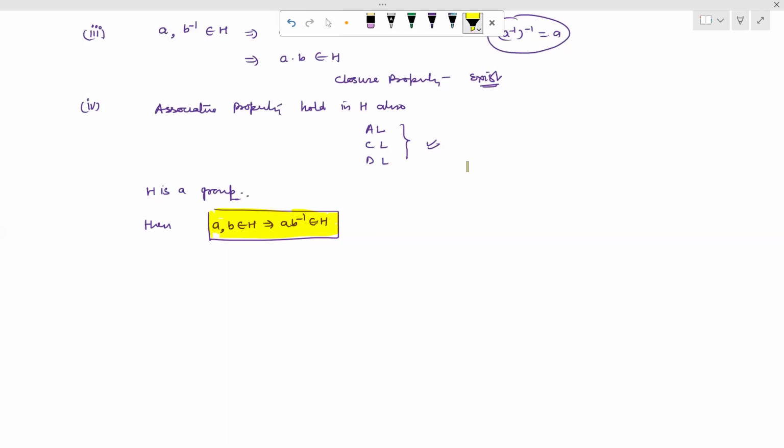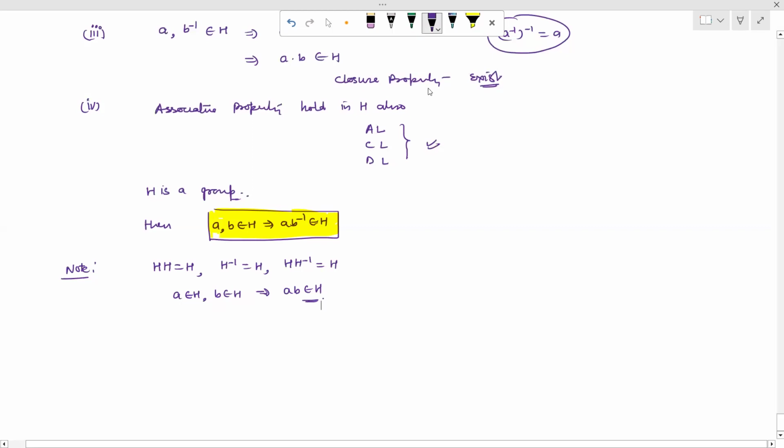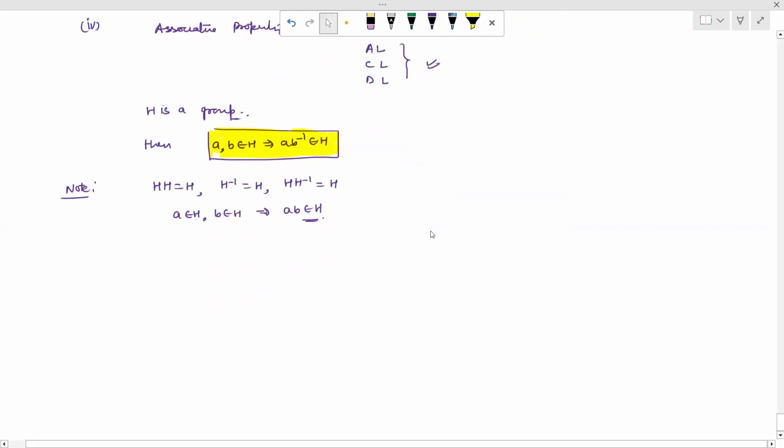We remember some important notes. One property we have: HH is equal to H. H inverse is also equal to H. And if A belongs to H and B belongs to H, then AB belongs to H. Okay, we will discuss these properties later. Now we move to the next theorem.